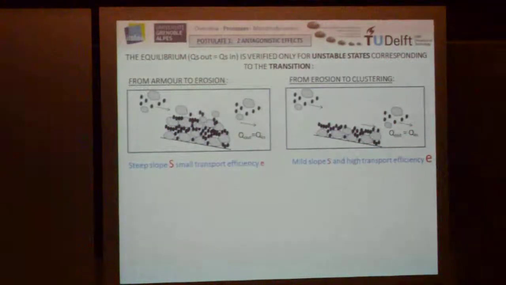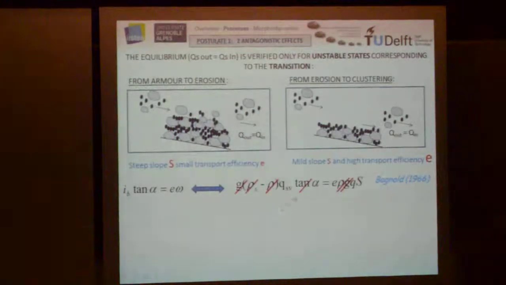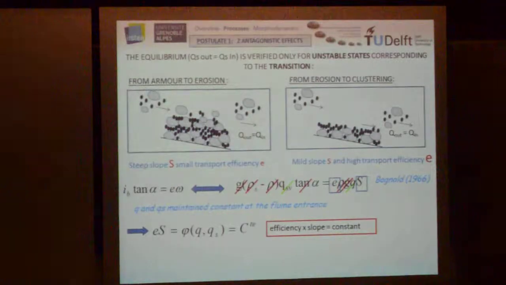And what we can show easily using the Manning equation, if you consider that the solid discharge and the flow discharge are constant, this product term, efficiency times the slope, is constant. This explains why, whatever the experiment we do with a given mixture, your fluctuation will always be between two given maximum and minimum slopes.